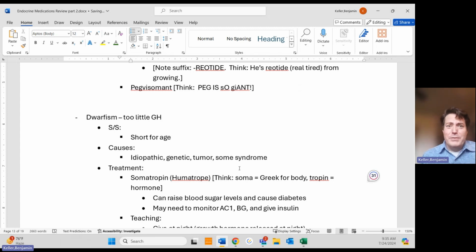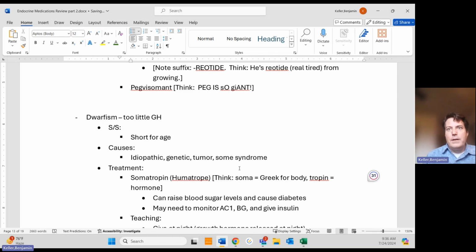I have a friend who had a pituitary tumor, and she's over 7 feet tall. I also have friends whose twins were born with a very rare disorder, but one of the signs there is too little growth hormone being produced. And so they've been on growth hormone for about the last 3 years. Sometimes it can be idiopathic or genetic or a tumor or some kind of syndrome. In their case, it was a syndrome.